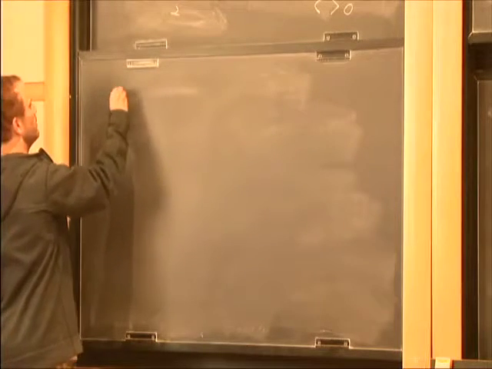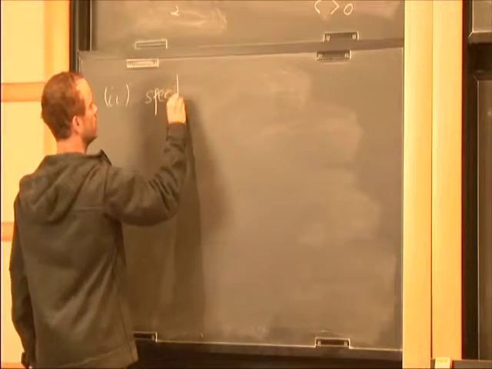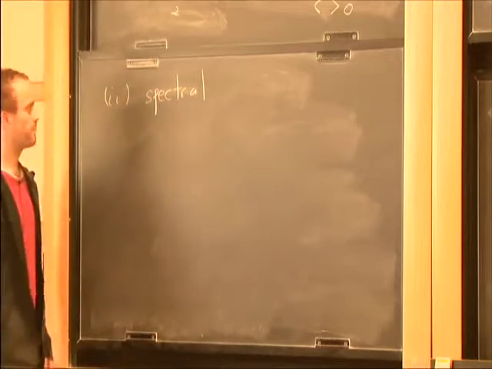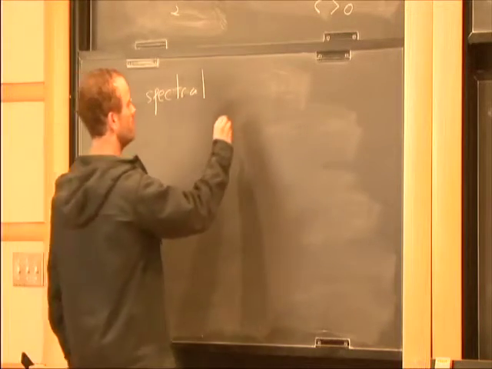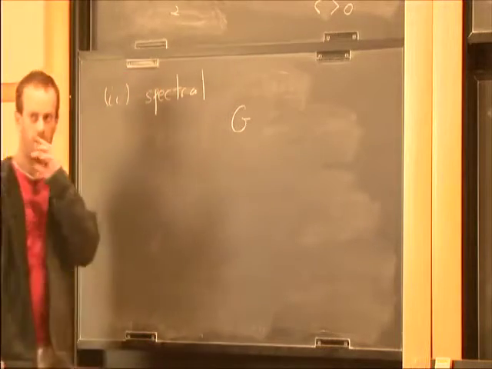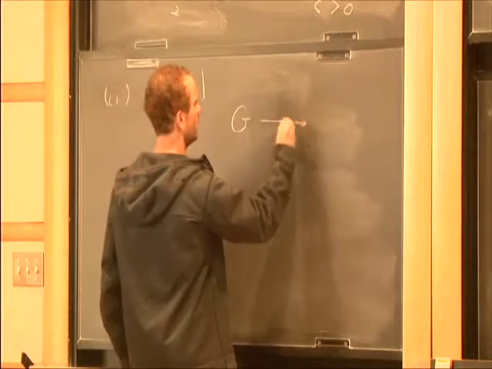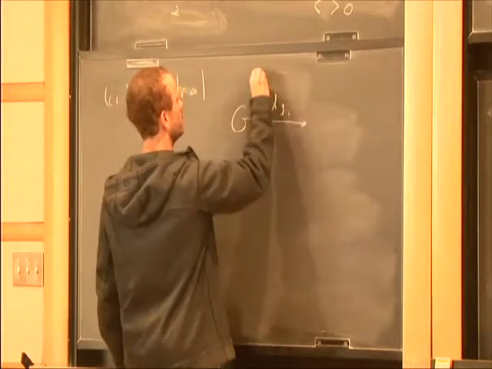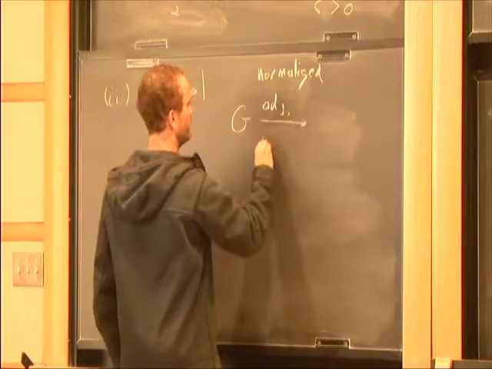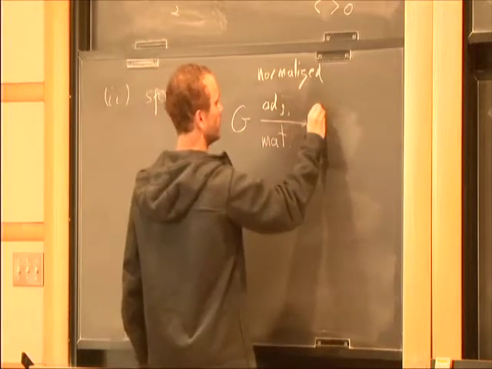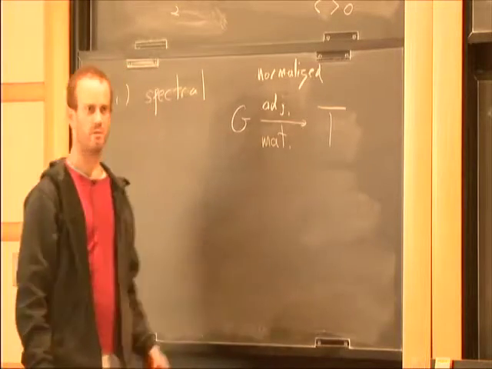The second definition of expanders is a spectral definition. So what is a spectral definition? If we have a graph G, now it will be non-bipartite for this, we can define from G the normalized adjacency matrix of the graph G. Let's call it T. So if there are n vertices here, this is an n by n matrix.